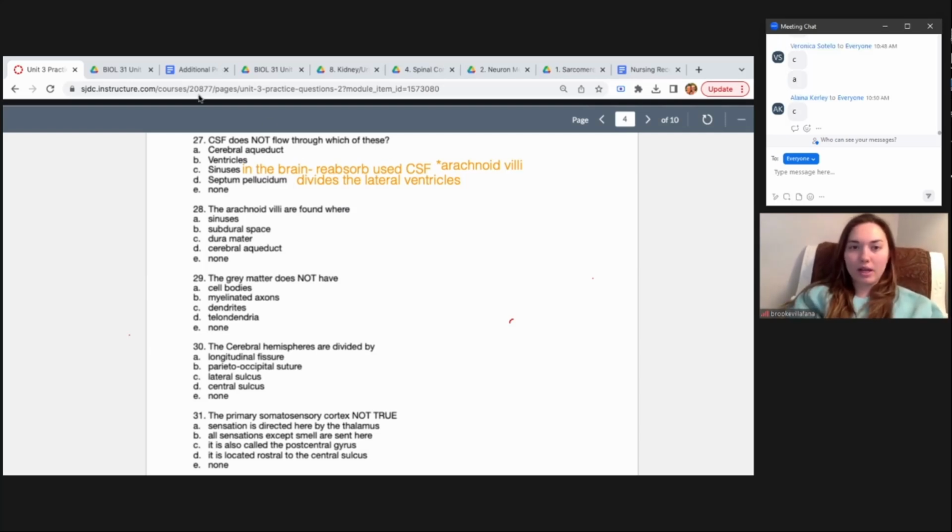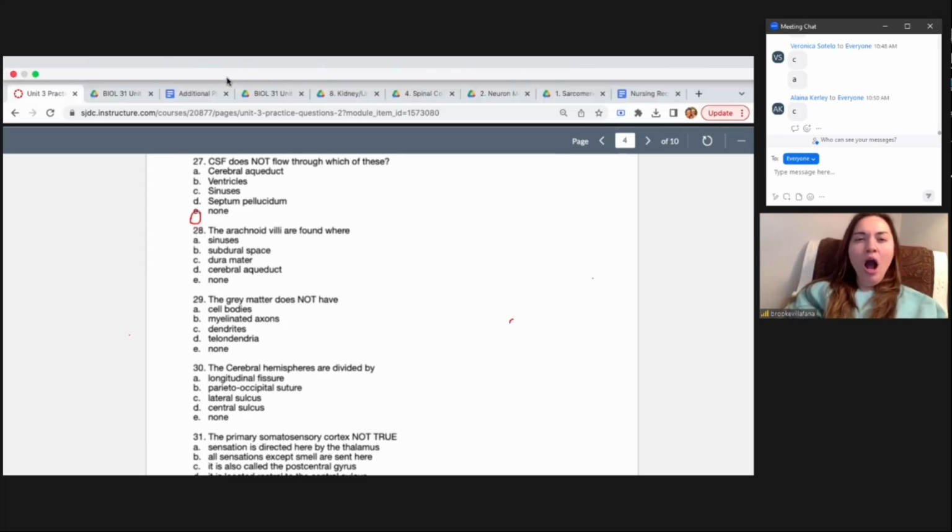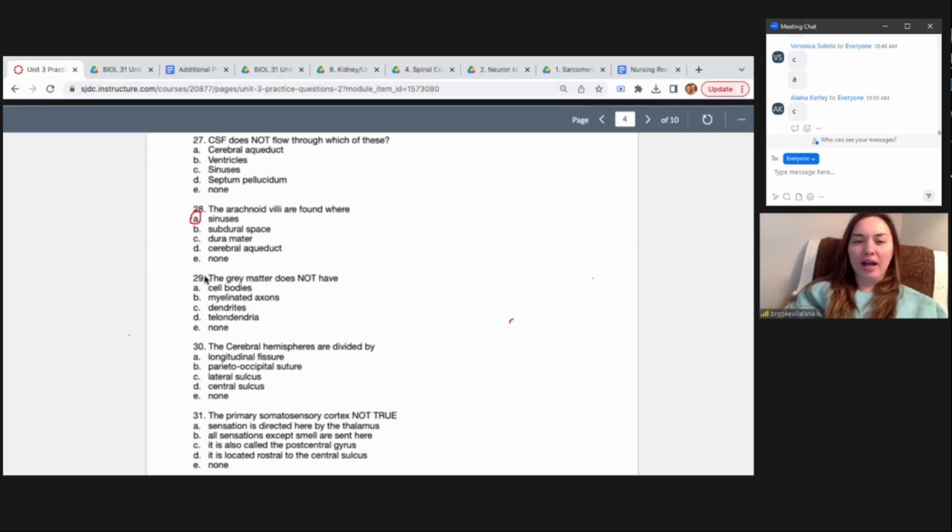They are found in the sinuses, right? Maybe you guys weren't answering because I already gave you the answer. So arachnoid villi are found in the sinuses. They help to reabsorb used CSF. The sinuses are basically a part of the subarachnoid space. But subarachnoid space wasn't there and sinuses was. So that's why we chose sinuses.